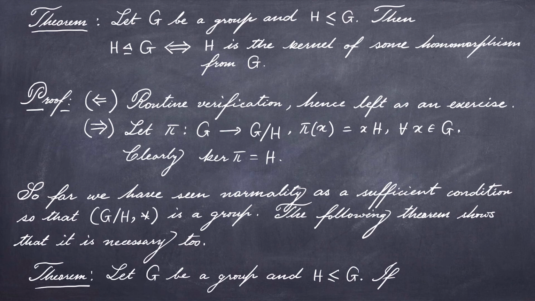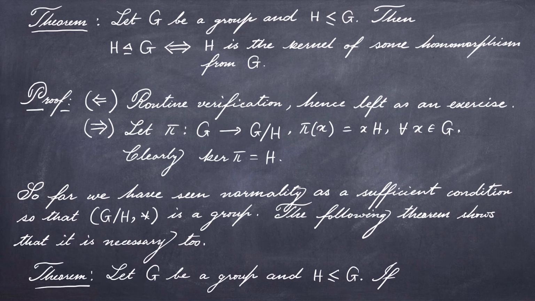So for any group G, the following things are equivalent: H is normal in G, and H is the kernel of some homomorphism from G. For the proof, this direction is just a routine verification. For this direction, we consider the quotient map. Remember, since H is now assumed to be a normal subgroup of G, this becomes a group with respect to star. So that makes pi a homomorphism, and it's immediate that its kernel is H.